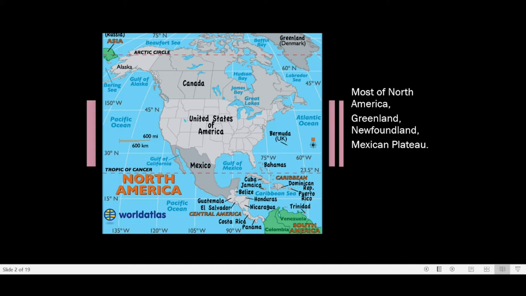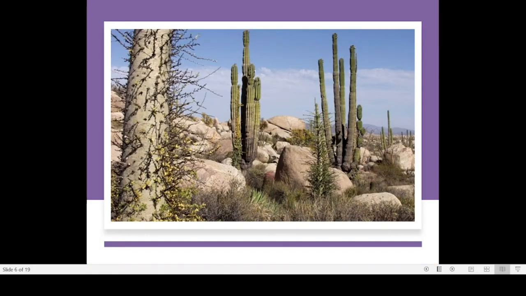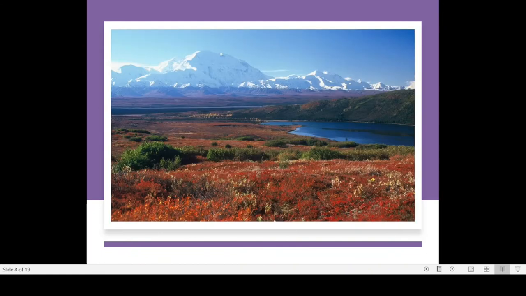What is the significance of the tundra region? Here I will show you a picture of the tundra region. This is a tundra region, and most of the time it is covered with permanent snow, or we call it by the name permafrost.